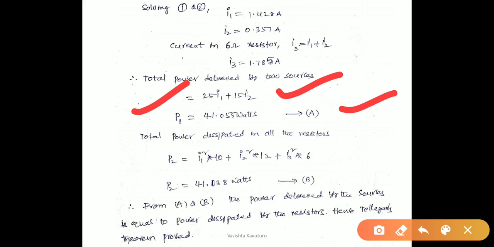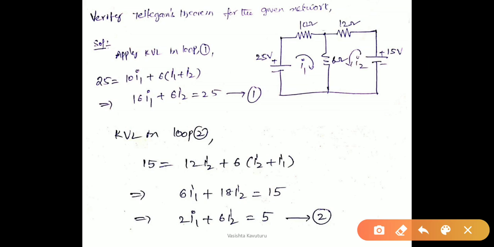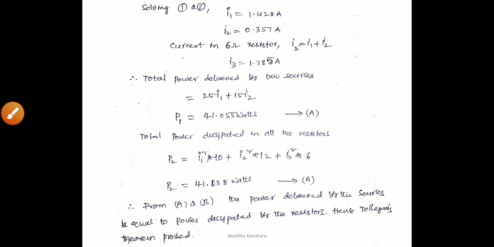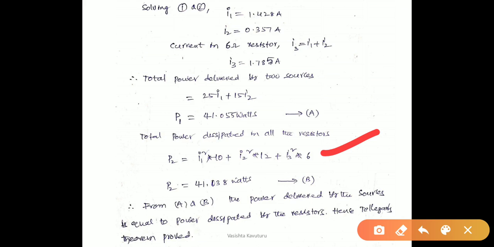Next, we calculate the total power dissipated in all the resistors. In the given network there are three resistors, so we have three power dissipations. The power dissipation formula is I square R. In the 10 ohm resistor, it is I1 square into 10 ohms. In the 12 ohm resistor, I2 square into 12. In the 6 ohm resistor, the summation of the two currents, that is I3, so I3 square into 6 ohms. Adding the three power consumptions, we get the power P2.